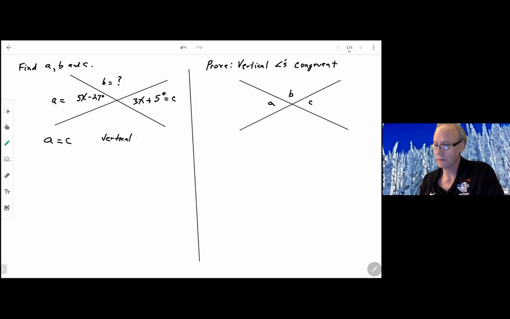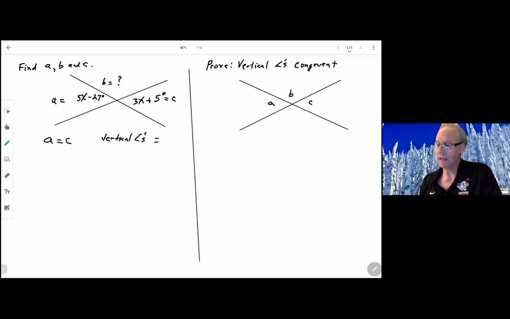Vertical angles are equal. That's just something we know in geometry. And in fact, we've proven it several times. And on the right, I am going to prove it. But in doing algebra, we start with the formula, then we substitute.